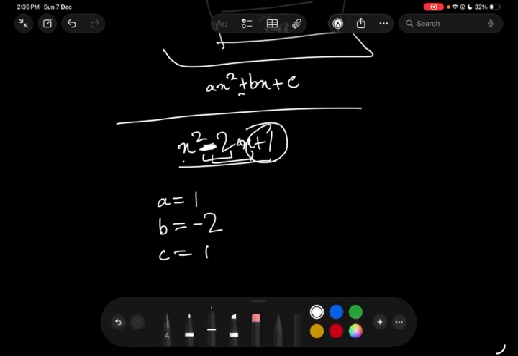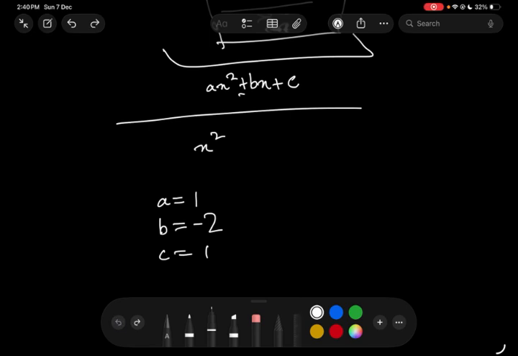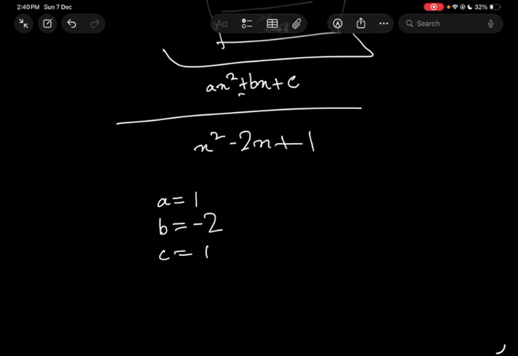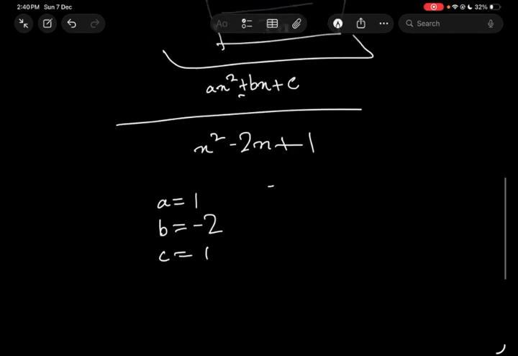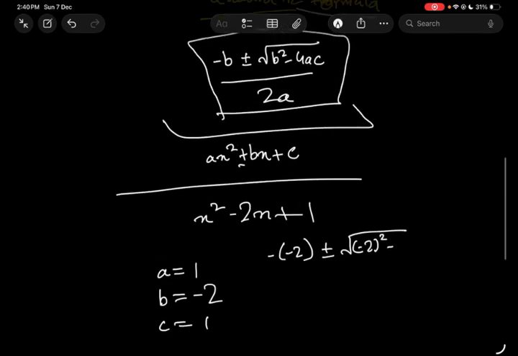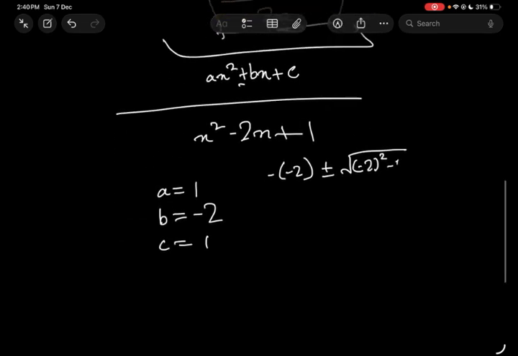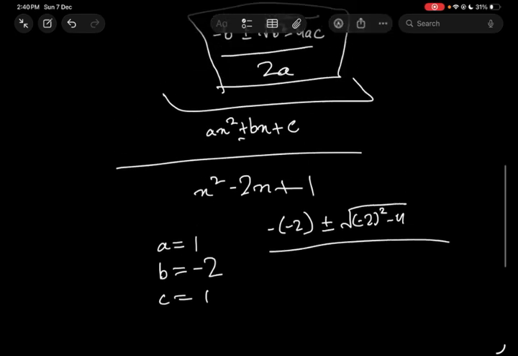Minus 2x plus 1. There we go. Now we plug in these values in the quadratic formula. Minus b will be minus 2 plus minus the square root of minus 2 square minus 4ac, which is basically 4 because a and c both are 1, over 2a, 2 times a, which is 2.